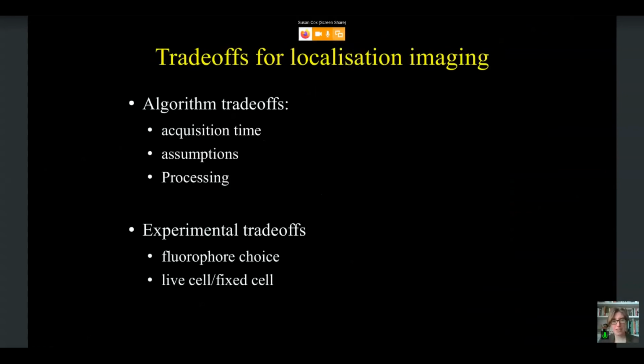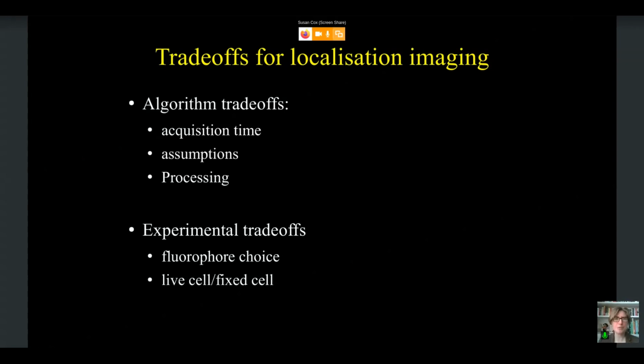So we've always known that there were various trade-offs involved in deciding which imaging technique to use and what algorithmic trade-off to use. So in algorithm trade-offs, there's the acquisition time in your experiment. If you do a faster acquisition, you're probably going to have to do more analysis. There's the assumptions that you build in. If you build in a lot of assumptions, then it's going to be easier to do the fit, but maybe it won't be as accurate. And of course, there's the processing time. With the experimental trade-offs, there's the fluorophore choice, and there's whether you can go into live cell and fixed cell.